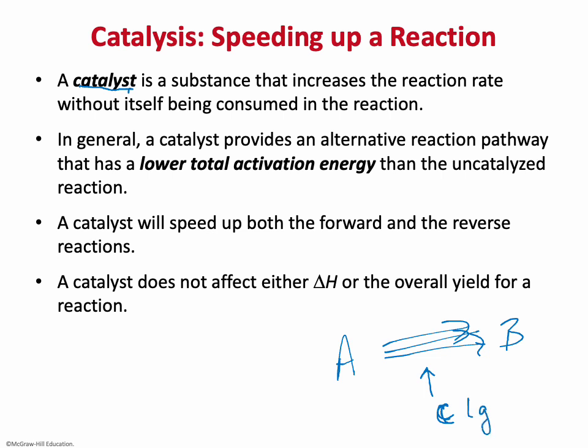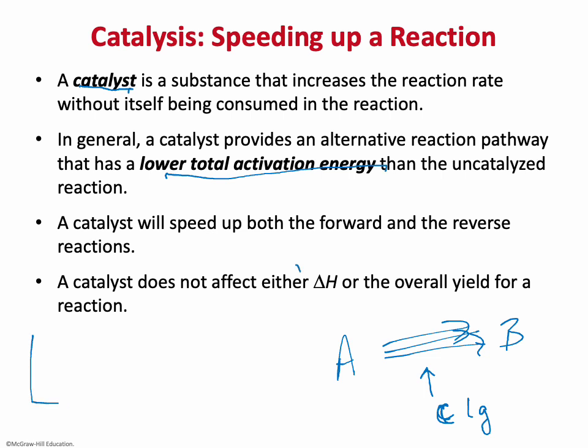It is not used up in the reaction. If I start with 1 gram of C, at the end of the reaction, if all of A is converted into B, I would still have 1 gram of catalyst left. So the catalyst is not involved in the reaction. The concentration does not change. But what does it do? It lowers the activation energy of a reaction, and that is why the reaction goes faster.